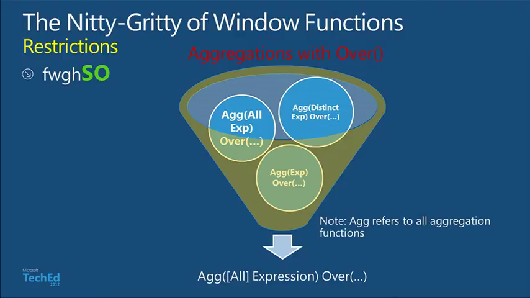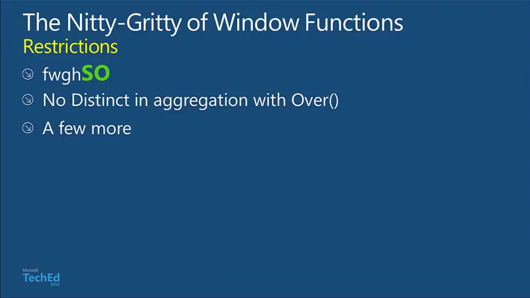As I have mentioned before, when you use the aggregation with the OVER clause it becomes a window function, and DISTINCT is not allowed. There are a few more restrictions, like you cannot nest window functions, and the window frame cannot take negative values. This is different from MDX, where you can do lead minus 6 or so. No, that is not allowed in SQL Server.